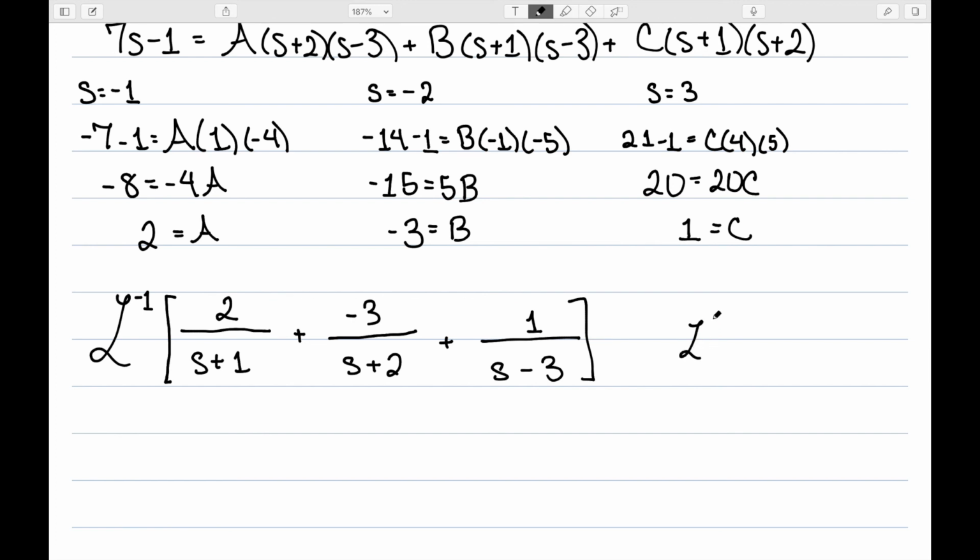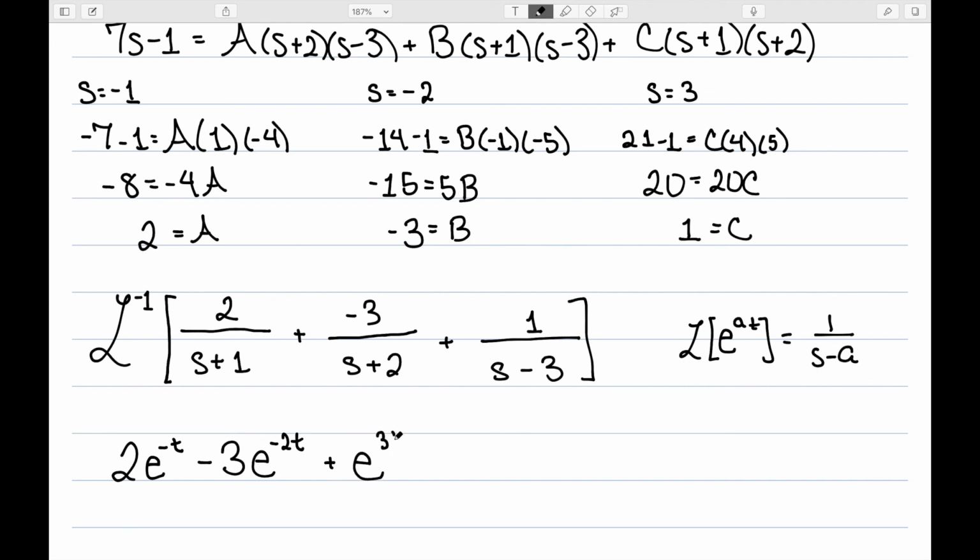And now I'm going to use the fact that the transform of e to the at is 1 over s minus a. So that would make this first term 2 times e to the minus t, since a would be negative 1, minus 3e to the minus 2t, since a would be negative 2, plus e to the 3t, since here a would be equal to 3. So this is my inverse Laplace transform.